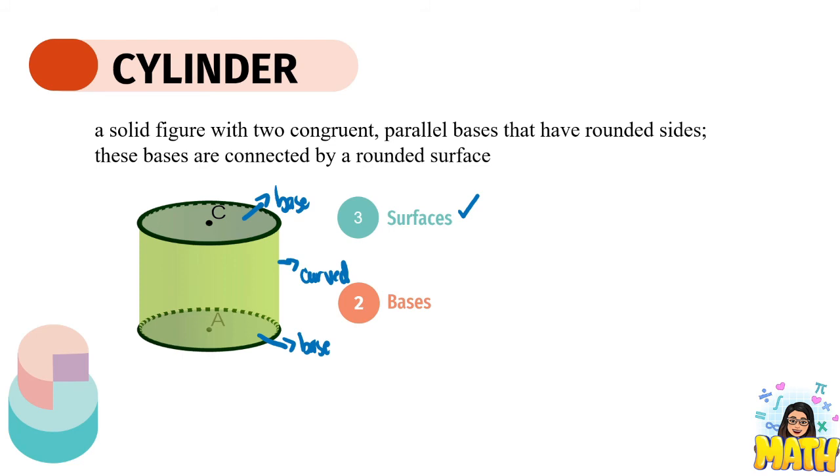And here we can see that the bases are circles. We have circle C and circle A. If we will compare it to prism, sa prism, ang mga base niya ay polygons, while for cylinder, ang base niya ay circles. Okay, kaya naman, ito ay specifically called a cylinder.